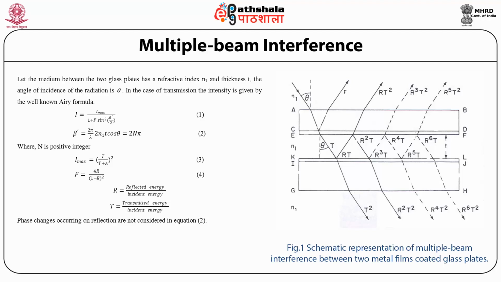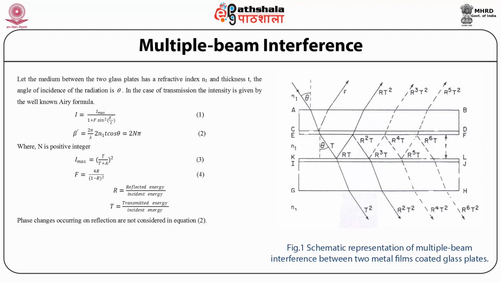In the case of transmission, the intensity is given by the well-known Airy formula. The Airy formula is given as I equals I max divided by 1 plus F sine square beta prime by 2. Let's call it equation number 1. Beta prime is given as beta prime equals 2 pi by lambda into 2 n1 t cos theta, which is equal to 2 N pi. Let's call this equation number 2, where N is a positive integer.